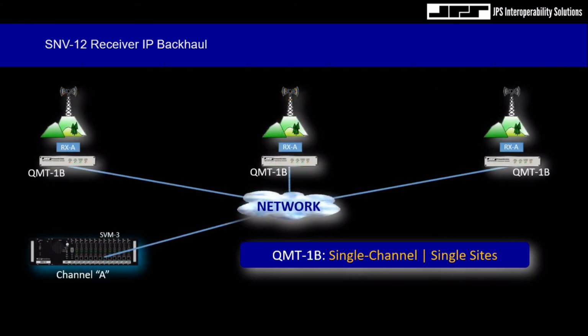And as you can see, a single SVM3, as we mentioned, will support up to 3 sites when incorporating QMT1B modules. So if you choose to add one more site in this example, we will need to add a single QMT1B module out at the receiver site and an additional SVM3 site voter module within the chassis.